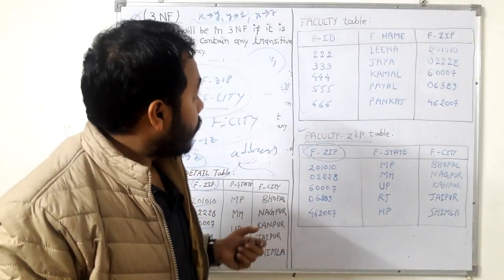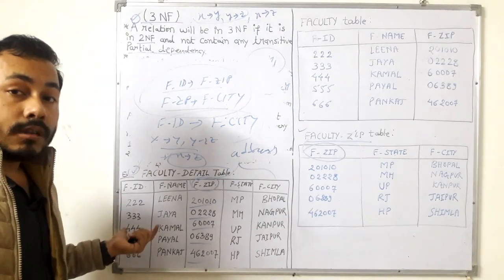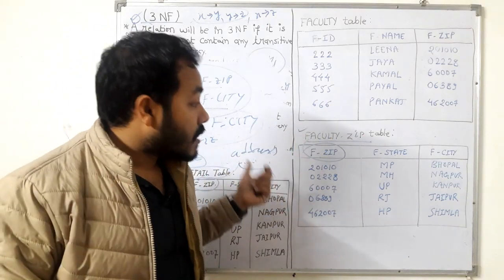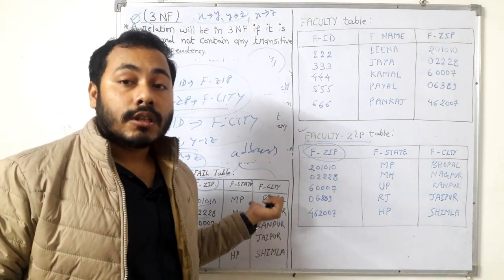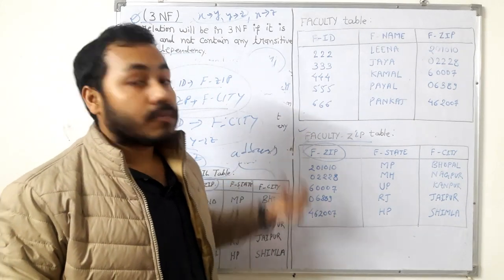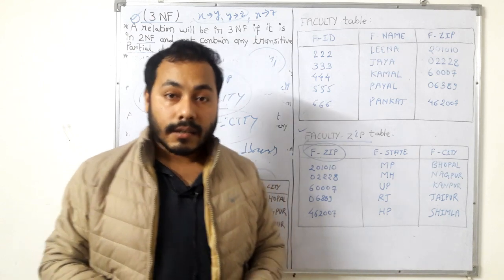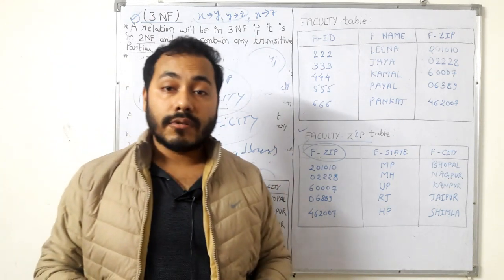So guys, you have seen how a non-3NF table we have broken into two different tables to remove the transitive dependency that existed earlier in the original table, to make it satisfy the third normal form condition. Clear? So by this example, I hope this concept is very clear to you.